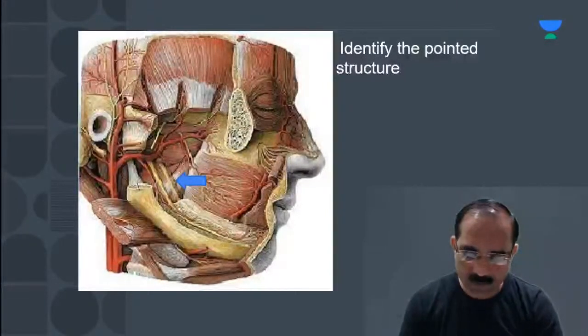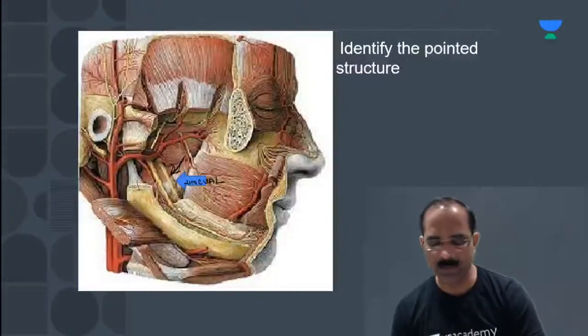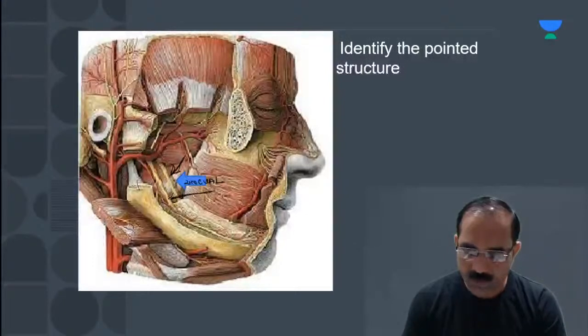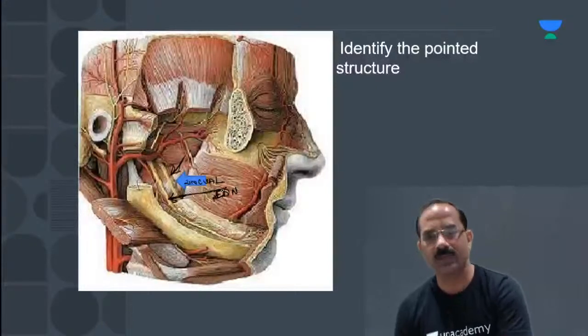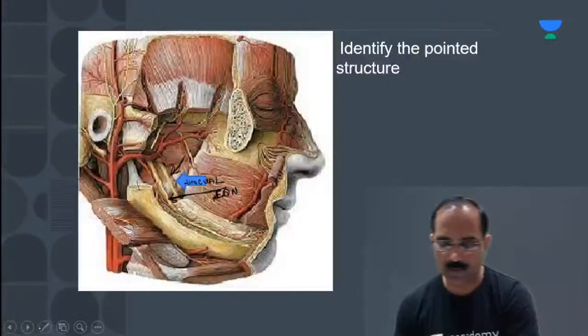What is this nerve here? This nerve is going to be the lingual nerve. Remember, that's the lingual. And what is this nerve that you're seeing? This nerve is the inferior alveolar nerve. Lingual nerve and inferior alveolar nerve.